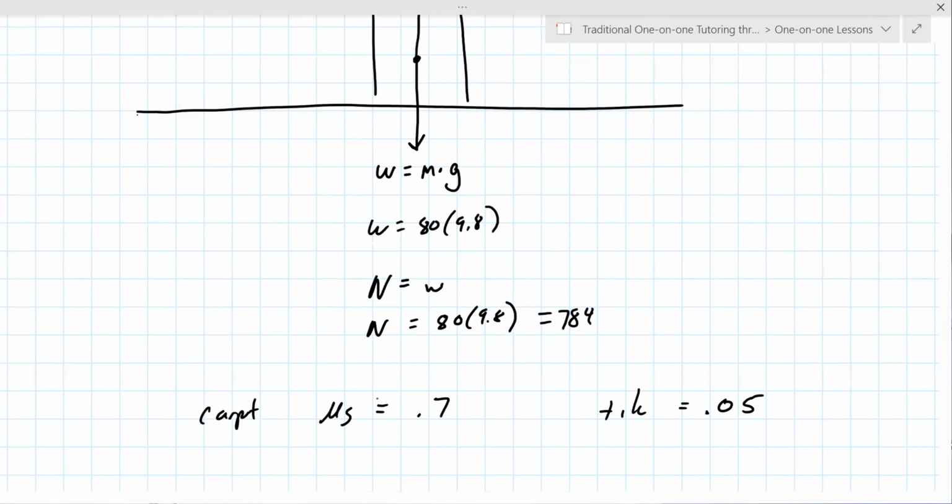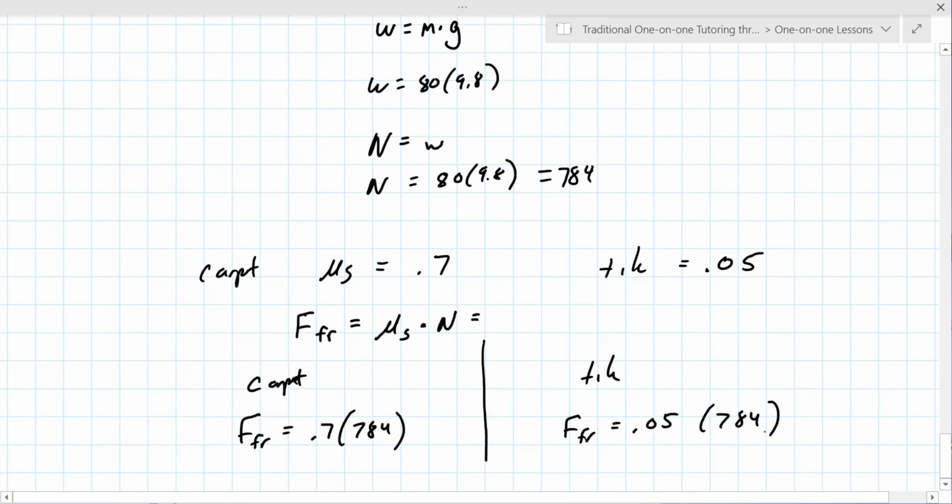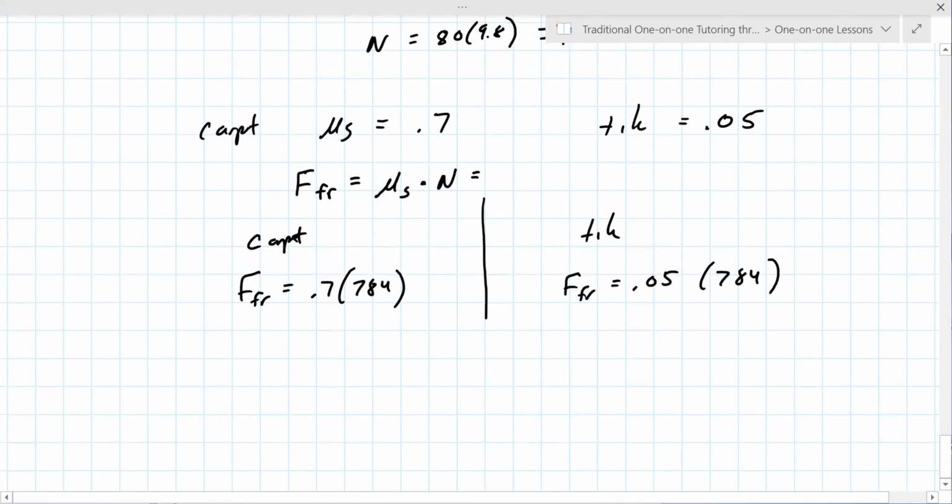Now the force of friction, I'm throwing some formulas at you, is the mu, this static friction, times the normal force. Let's look at it here. If on carpet, the force of friction is 0.7 times 784, and on tile, the force of friction is 0.05 times 784. So give me those numbers, please.